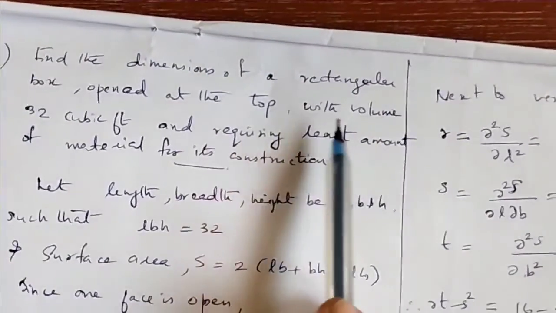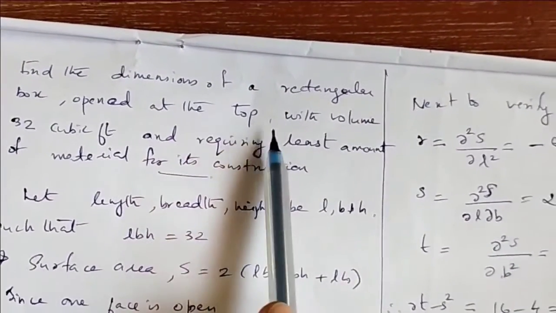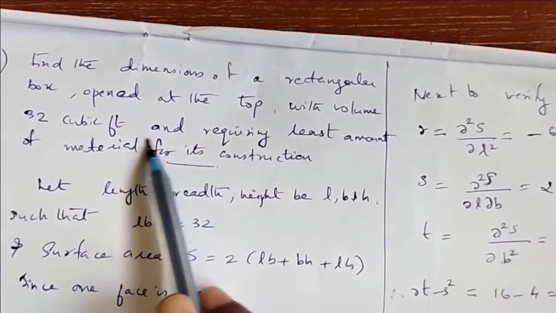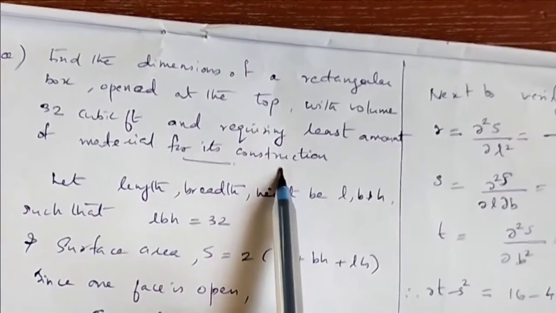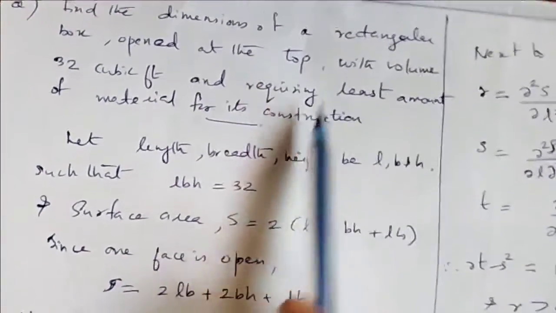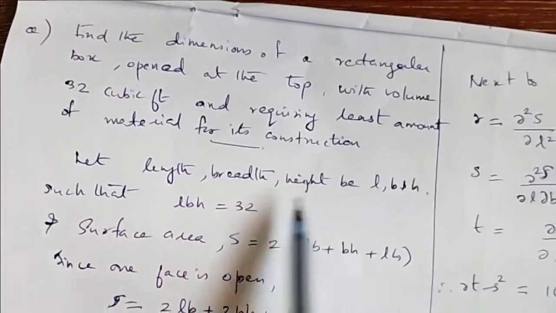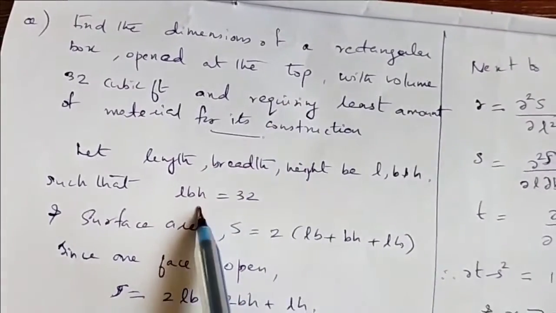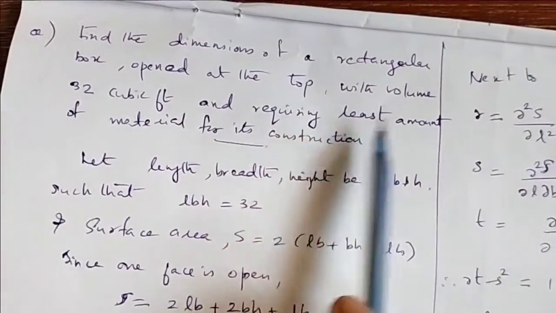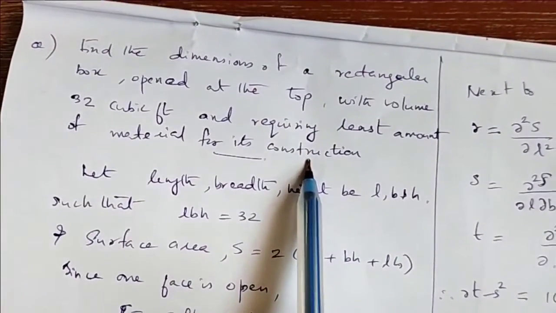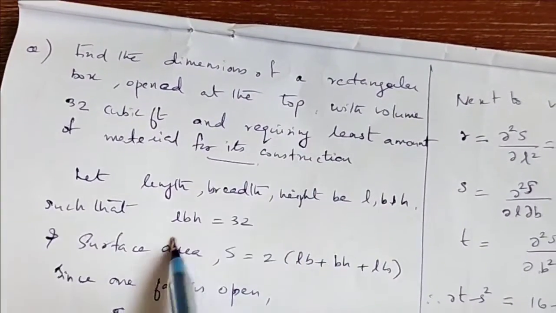Next, find the dimensions of a rectangular box opened at the top with volume 32 cubic feet and requiring least amount of material for its construction. So here let the dimensions of the box be length, breadth and height, so that the volume, what is the formula to find volume? L into B into H, it is 32. And the surface area, least amount of material for its construction, that relates to the measure surface area.